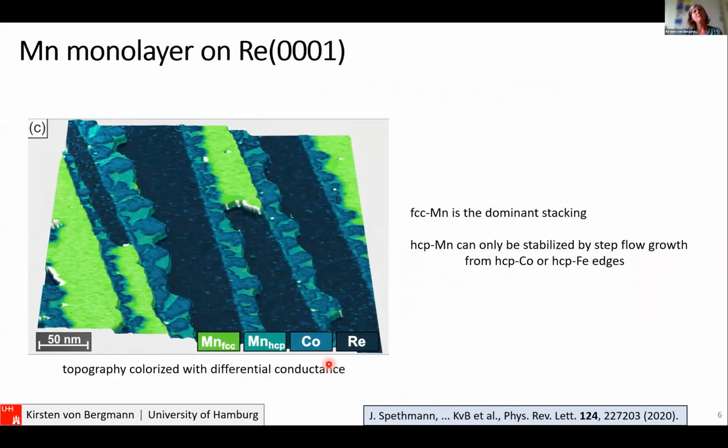Now, this is the first system I would like to talk about. It's a manganese monolayer on rhenium 0001, and we can stabilize the manganese monolayer both in an FCC stacking, which is the dominant one, or in an HCP stacking, which can be stabilized here by some addition of cobalt at the step edge. So both these layers are perfectly hexagonal. They just sit in slightly different adsorption sites. And now we want to look at the magnetic states that they have.